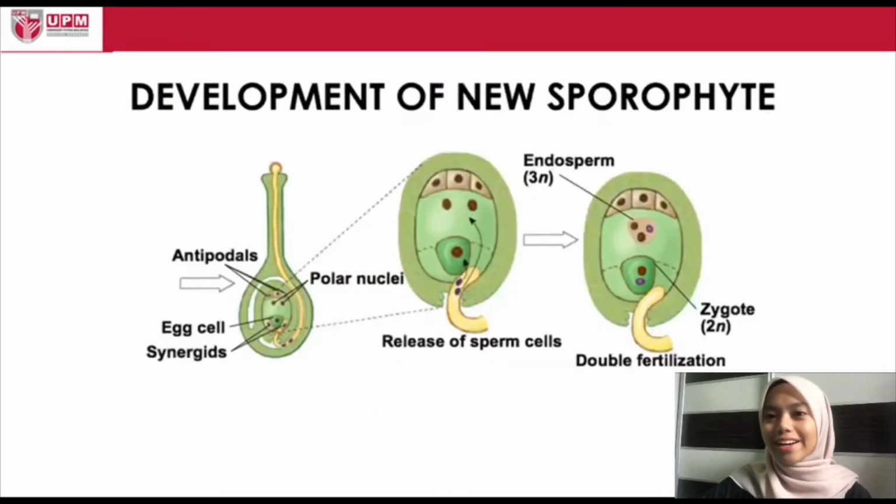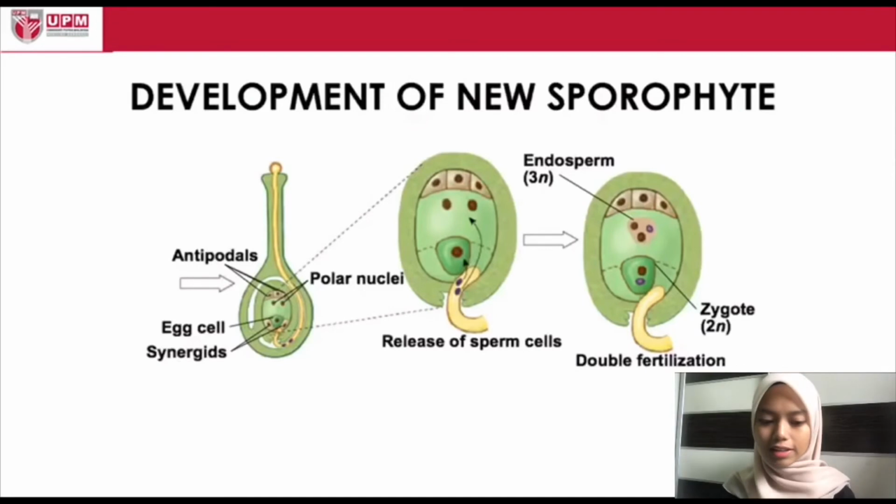So now we are at the last stage, which is the development of the new sporophyte. When the pollen grains are ready to be released, the walls separating the pollen sacs in the anther will break down. Pollination can be explained as the transfer of the pollen from the anther to the stigma.